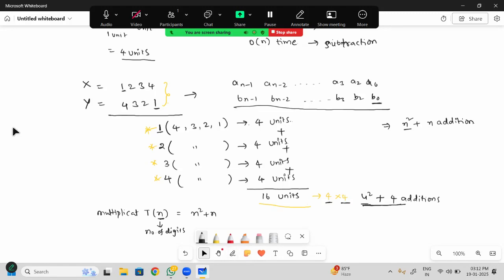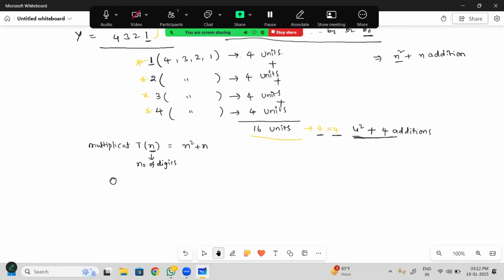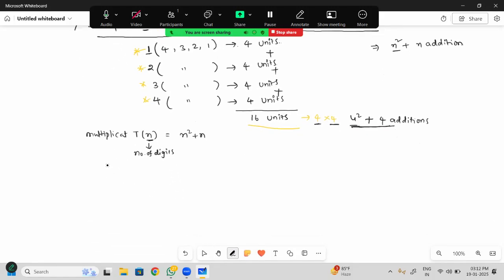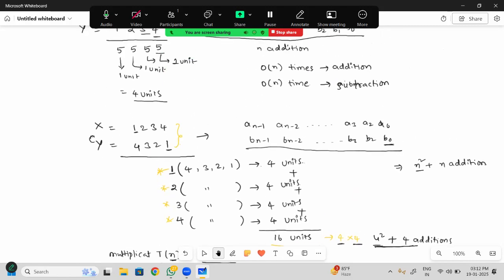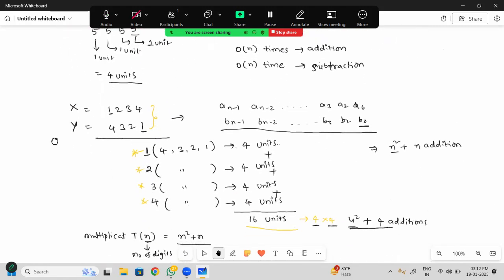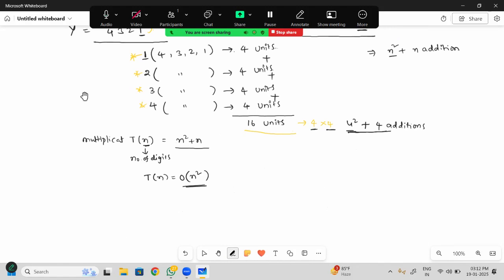But while calculating the time complexity, I am going to take only the highest degree of this expression. So T of n equals n square, which is the highest degree. Order of n square I am taking. So to perform the multiplication operation, how much time is it consuming in total? Order of n square. This much time our regular school method takes.